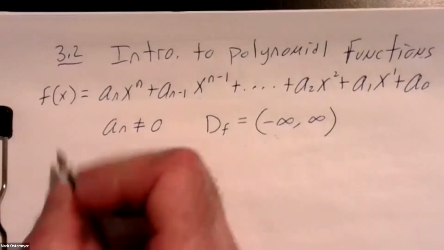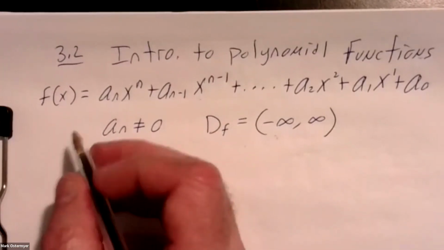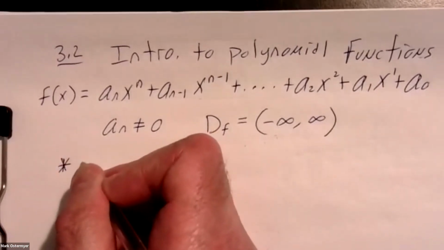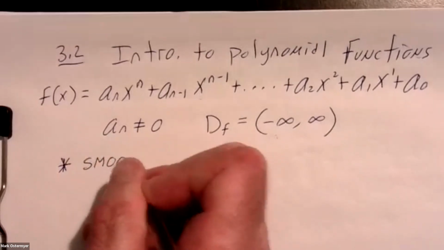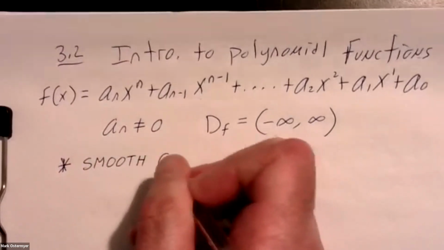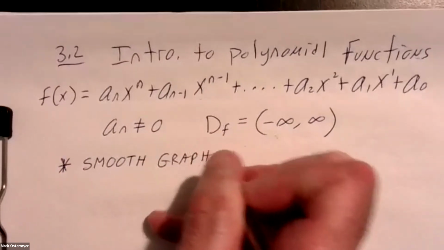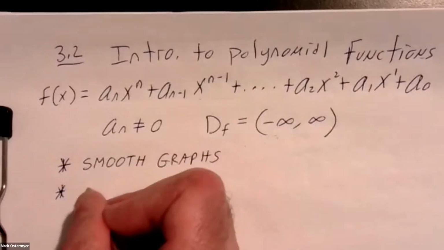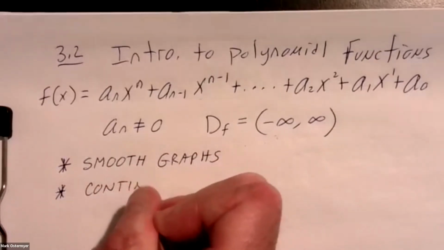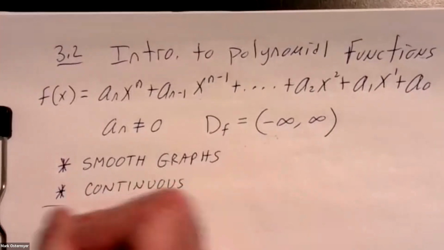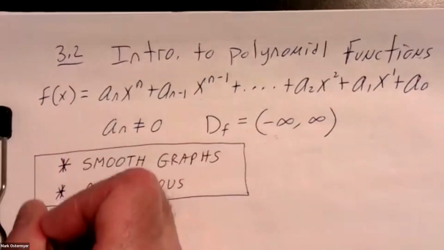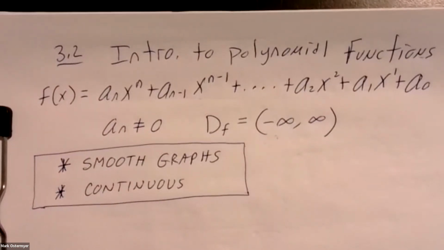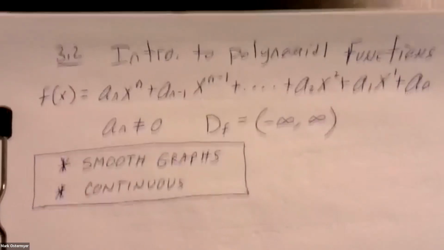There's two characteristics, ladies and gentlemen, that all polynomial functions have. Number one, all polynomial functions have smooth graphs. Number two, all polynomial function graphs are continuous. So these are two characteristics or traits that all polynomial function graphs exhibit. They're smooth and they're also continuous throughout the domain.